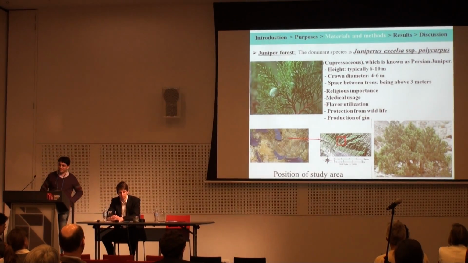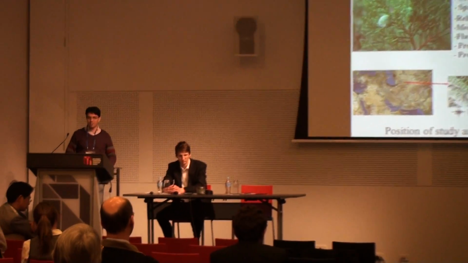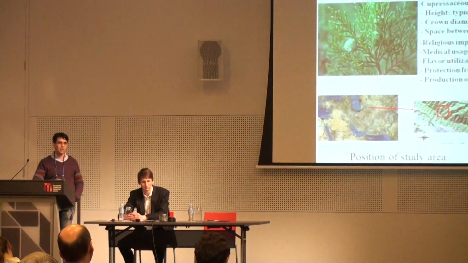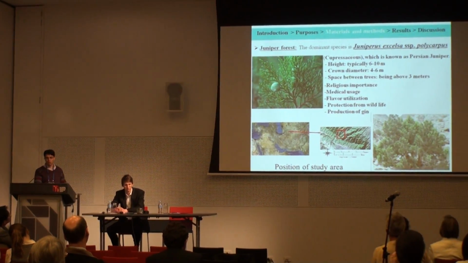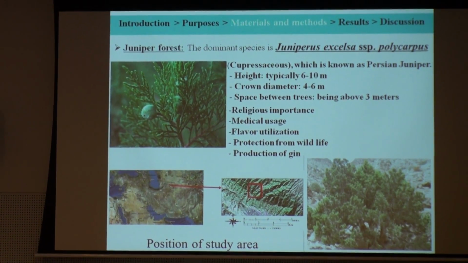In the arid and semi-arid region in the northeast of Iran, we have two main dominant species. First is a conifer species, Juniperus excelsa subspecies polycarpos, known in Iran as the Persian juniper. The height of this species is typically 6 to 10 meters, the crown diameter is 4 to 6 meters, and the spacing is about 3 meters.